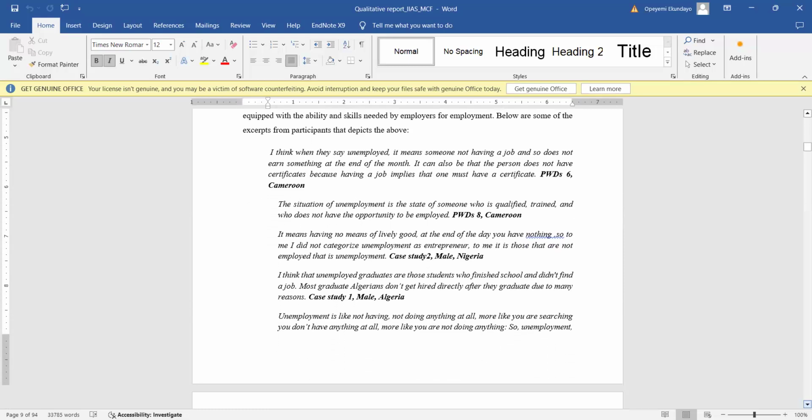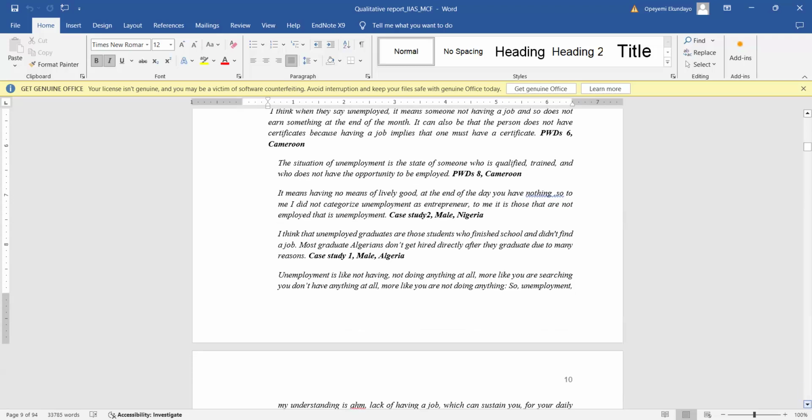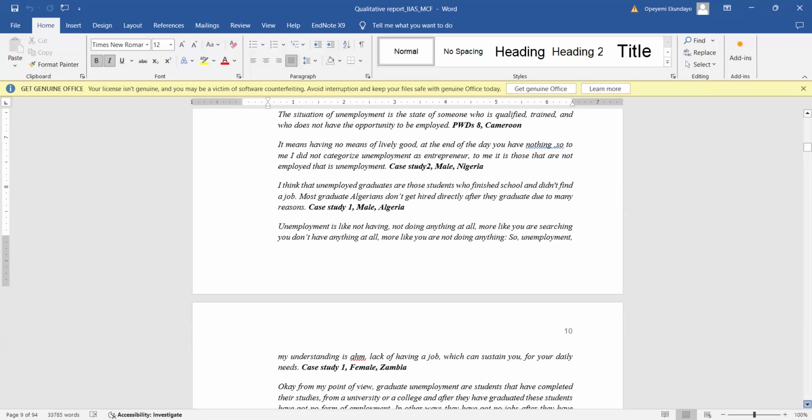So the next person says, the situation of unemployment is a state of someone who is qualified, trained, and who does not have the opportunity to be employed. So that's for Cameroon. Nigeria, it means having no means of livelihood, and at the end of the day, I do not categorize an entrepreneur as unemployed. To me, it is those that are not employed that are underemployed. So for this person, even though you do not have a job, if you're an entrepreneur, you are employed. And so let's stop here.